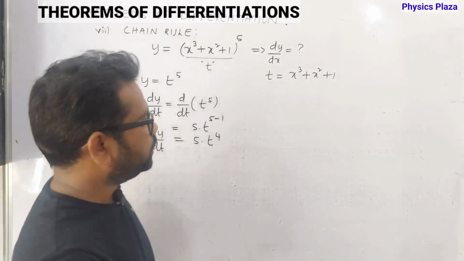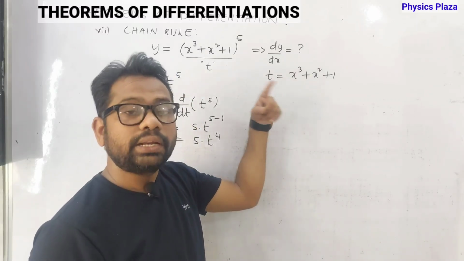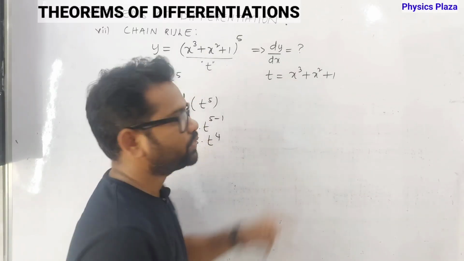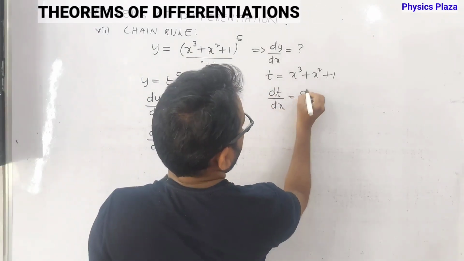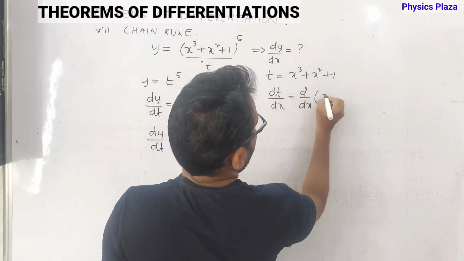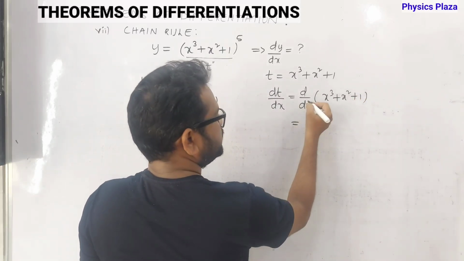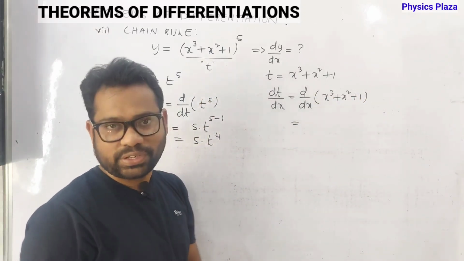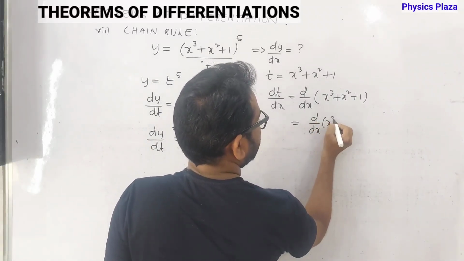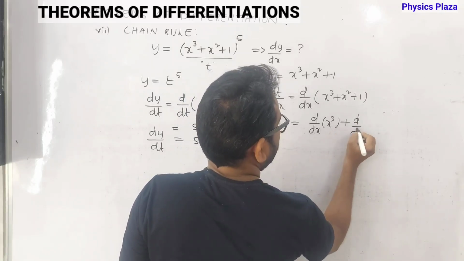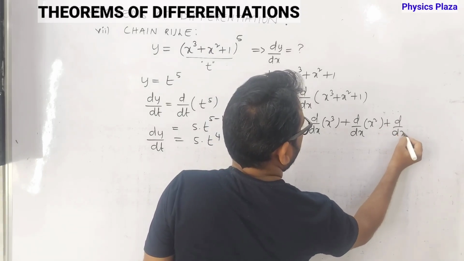Just keep it aside. Now come back to this one. Whatever we assumed as t is x cube plus x square plus 1. Let us differentiate this t in terms of x. That is dt by dx is equal to d by dx of x cube plus x square plus 1. Let us apply d by dx according to the second theorem of differentiation. This is going to be written as d by dx of x cube plus d by dx of x square plus d by dx of 1.